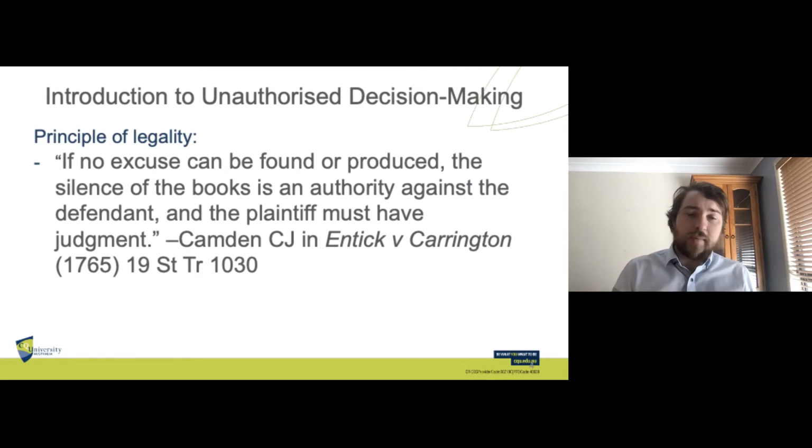And this was summed up by Chief Justice Camden in Entick and Carrington, where Chief Justice Camden said, "If no excuse can be found or produced, the silence of the books is an authority against the defendant and the plaintiff must have judgment." So the silence of the books, if there's no law authorising the decision, then that counts against the defendant, the decision maker, and counts in favour of the plaintiff or the applicant or the person challenging the decision.